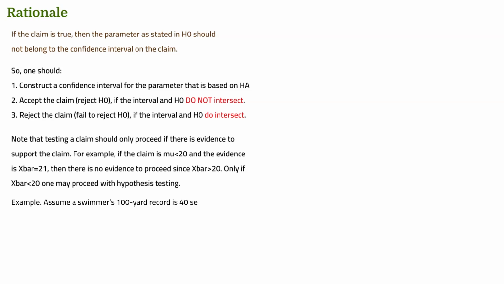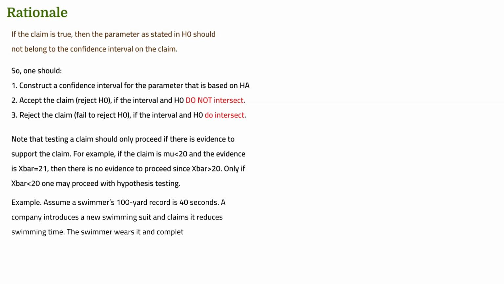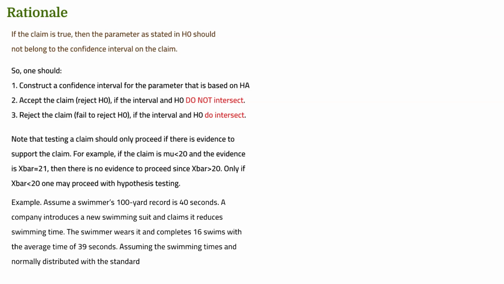Here's an example. Assume a swimmer's 100-yard record is 40 seconds and a company introduces a new swimming suit and claims it reduces the swimming time. The swimmer wears it and completes 16 swims with the average time of 39 seconds. Assume the swimming times are normally distributed with a standard deviation of 2 seconds. Investigate the claim with 90% confidence level.